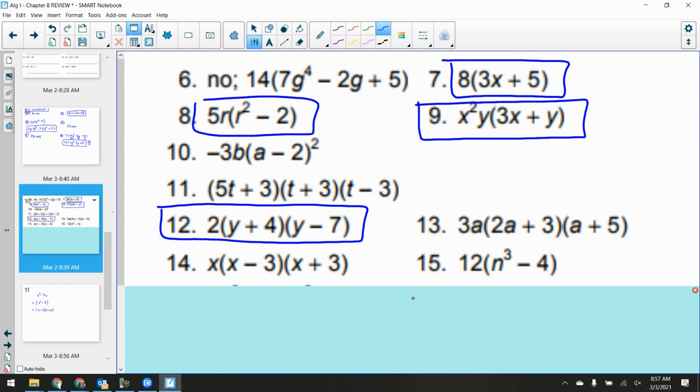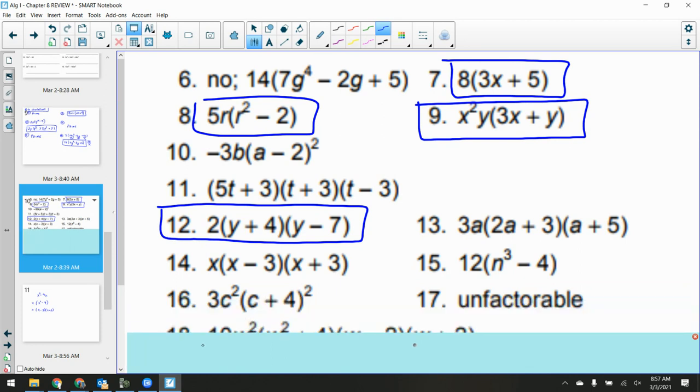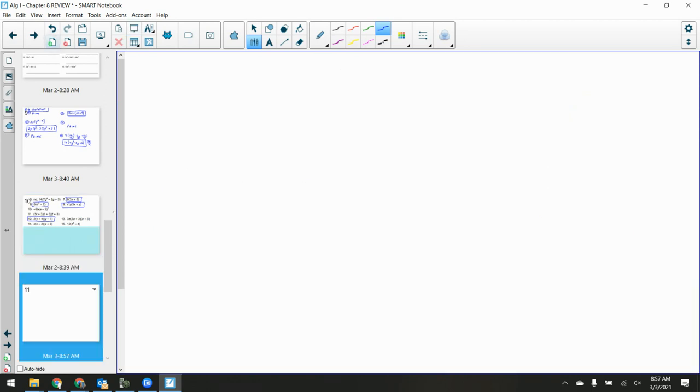Okay, what did we get for 16, Taylor? I got 3c squared and then something c squared plus 8c plus 16. C squared. Let's go over that one. I like the 3c squared coming out. So 3c squared, yeah. And then that would have been a c squared plus, what'd you get after you factored that out? 8c?